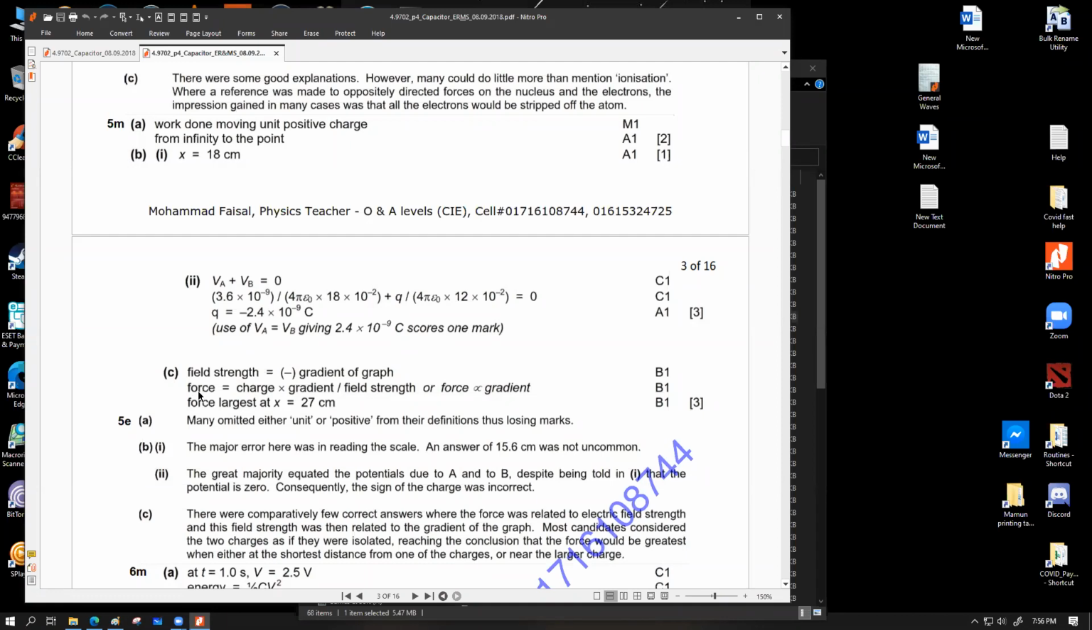I mean, the formula can be said like this: force equals charge into gradient of the graph, or you could also write force equals charge into field strength.